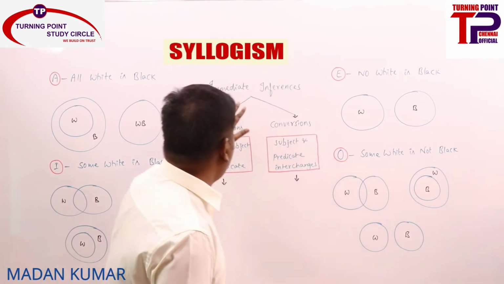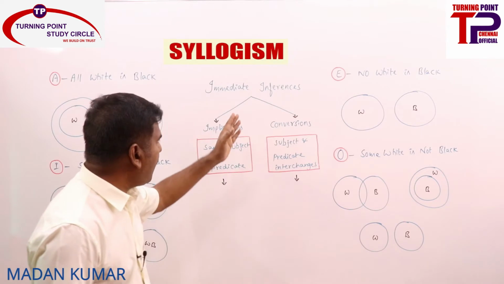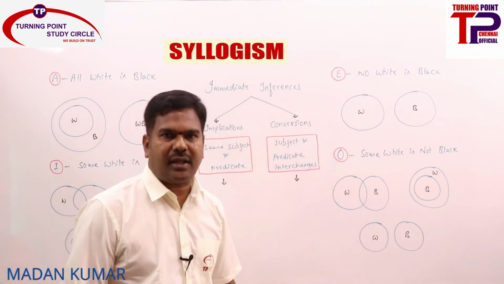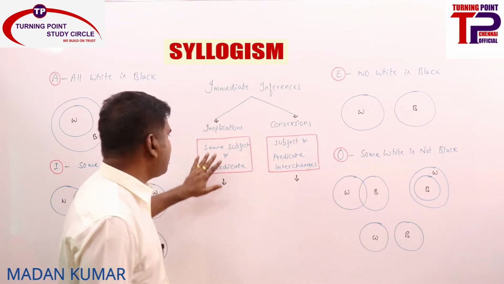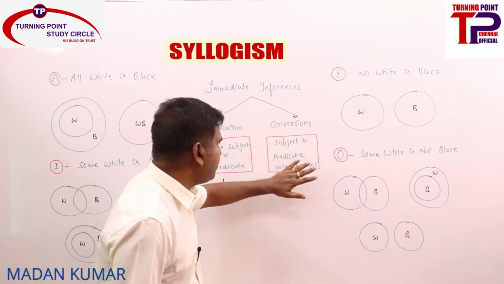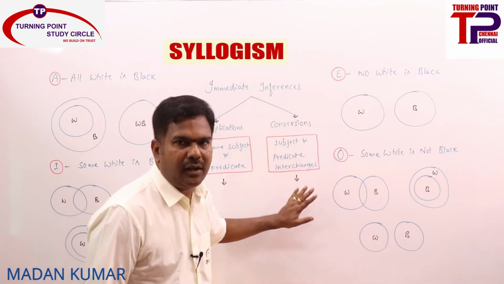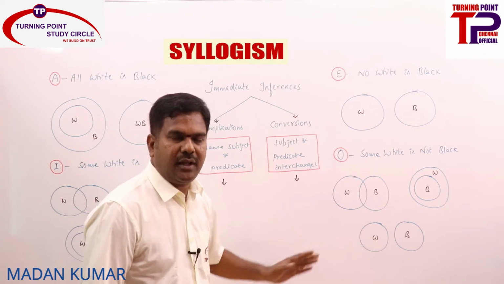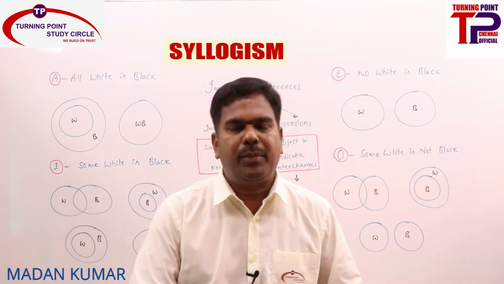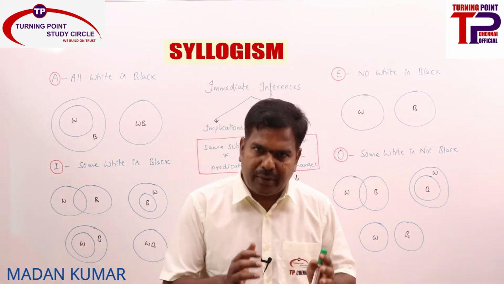Now, immediate inferences are further divided, or bifurcated, into two: implications and conversions. In implications, the same subject and same predicate should be there, and in conversion, the subject and predicate of that statement will be reversed, or interchanged. Always remember, immediate inferences are of two types: implications and conversions. So implications means the same subject, same predicate must be there.